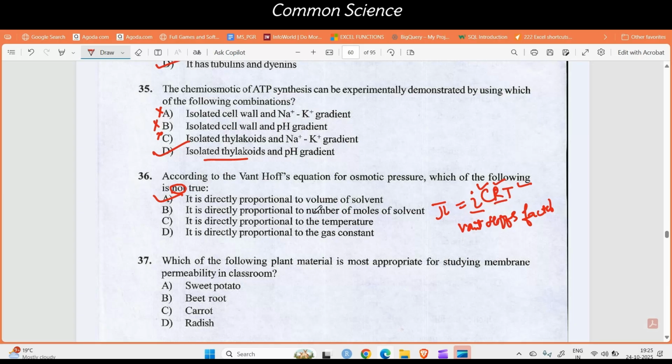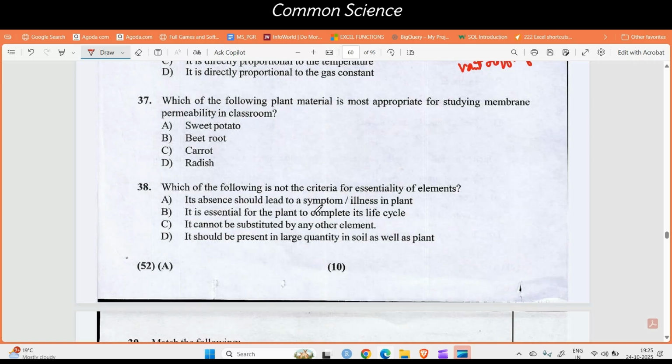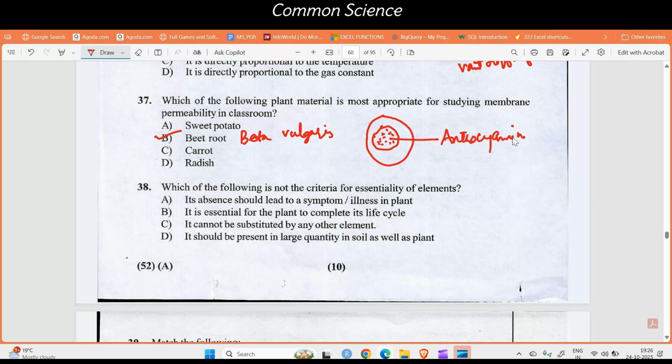Okay, moving on to the next question, question number 37. We say that which of the following plant materials is most appropriate for studying membrane permeability in a classroom? You use beetroot, Beta vulgaris. If you look at the cell of Beta vulgaris, it has a large tonoplast, and this tonoplast contains a purple colored pigment, which is an anthocyanin, which gives the purple color to the beetroot.